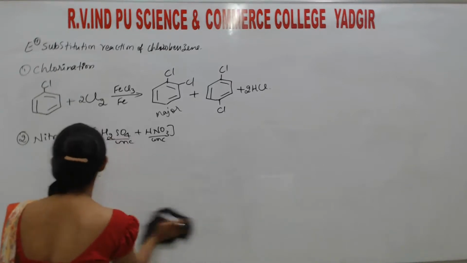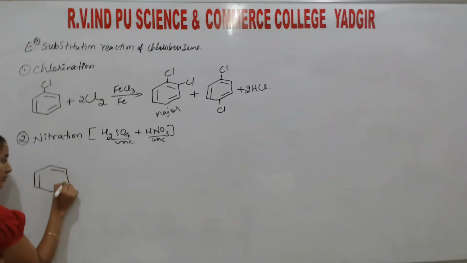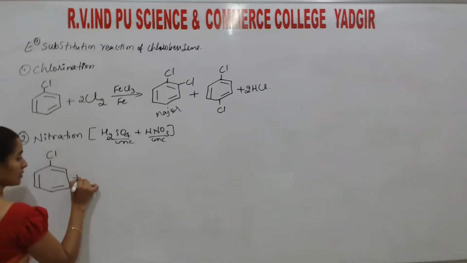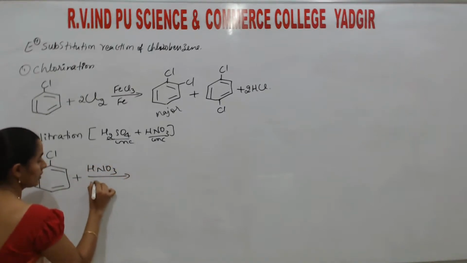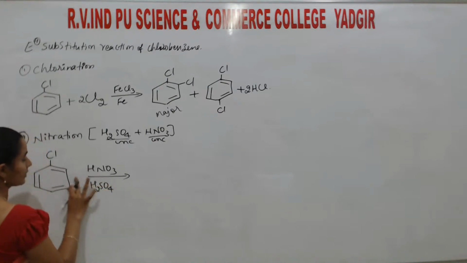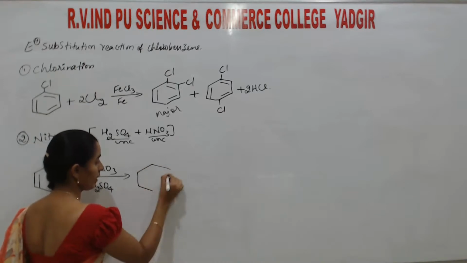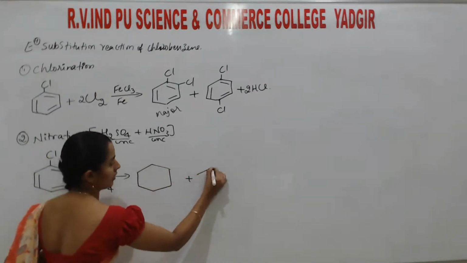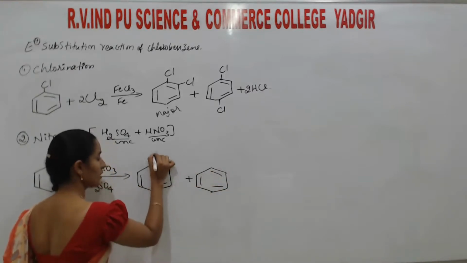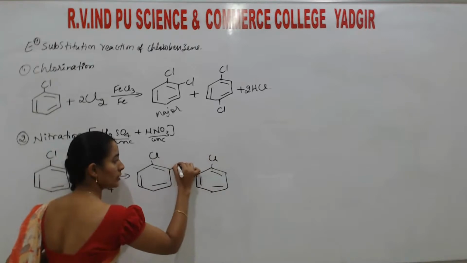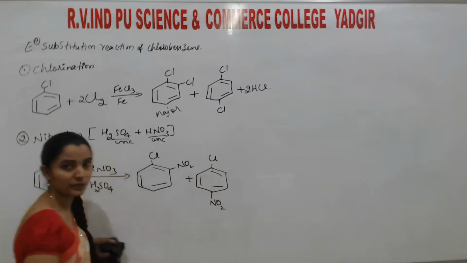Understood? Okay. This is not necessary for you, I just explained. So nitration means here chlorobenzene is there. Nitrating mixture means concentrated HNO3 in H2SO4. This is the nitrating mixture. What is the product formed? Cl is common. This is the reagent. One is ortho substituted nitrobenzene. Another one is para substituted.